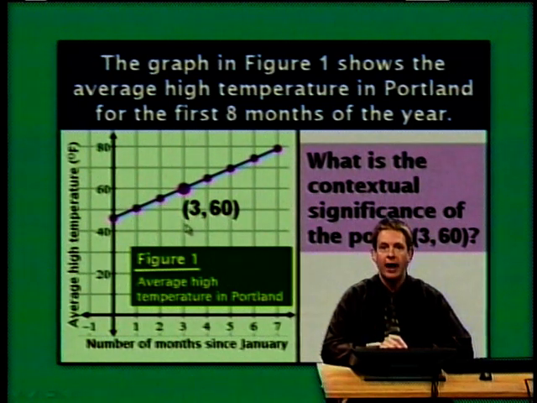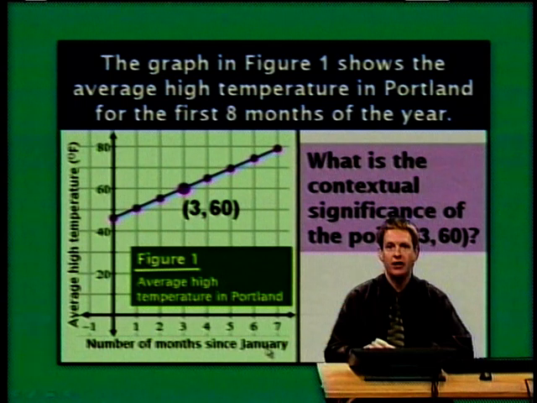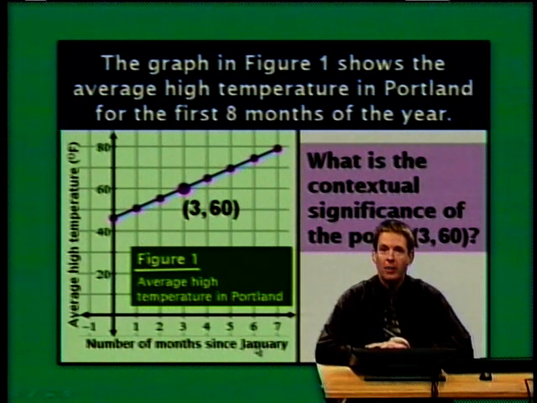Well, let's look at the horizontal axis. The horizontal axis is saying that the numbers are representing the number of months since January. Now, I don't know about you, but my first thought when I see the number 3, and I'm thinking months, is March. 3 goes with March. 3 usually goes with March, but not this time.